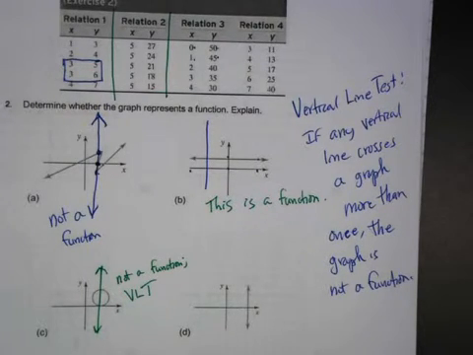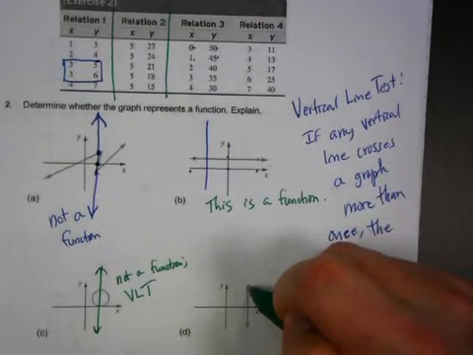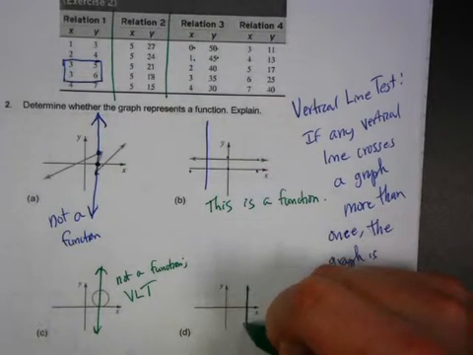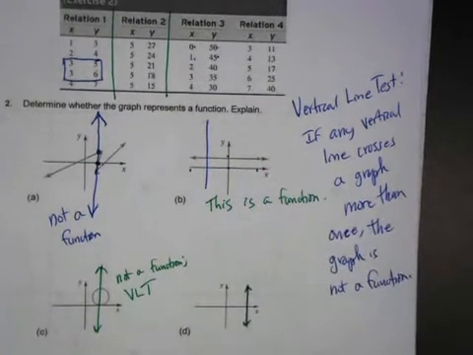How about D? Function, yes or no? No. Why not? It is touching it the whole time, or if you draw it anywhere else, then it wouldn't be touching at all. Two very good answers. One is, if I draw my vertical line right here, how many times does that vertical line hit the graph? Continuously. Every time, doesn't it?